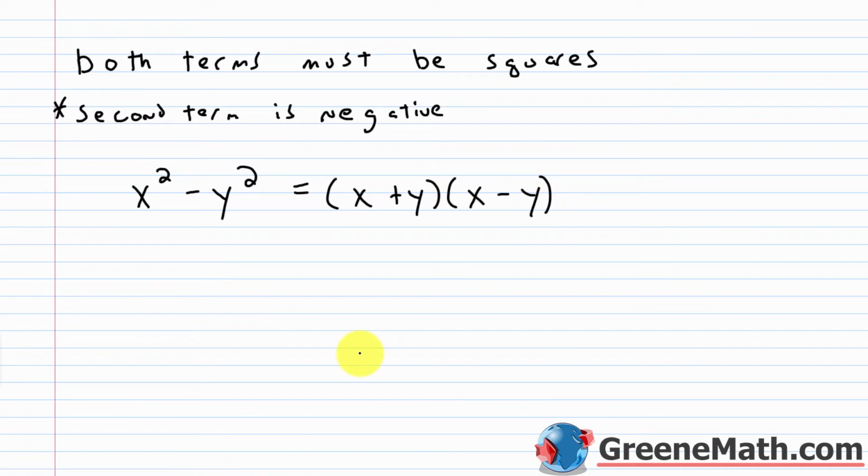So another way you might see this presented, your teacher might try to trip you up, and she might say, okay, well, you have negative y squared plus x squared. Well, it's not that the second term is negative now, but remember, I could reorder these. I could change this into this, and it would still factor the same way. So just pay close attention to that. You want one of the terms to be positive and one of the terms to be negative. So those are the two conditions.